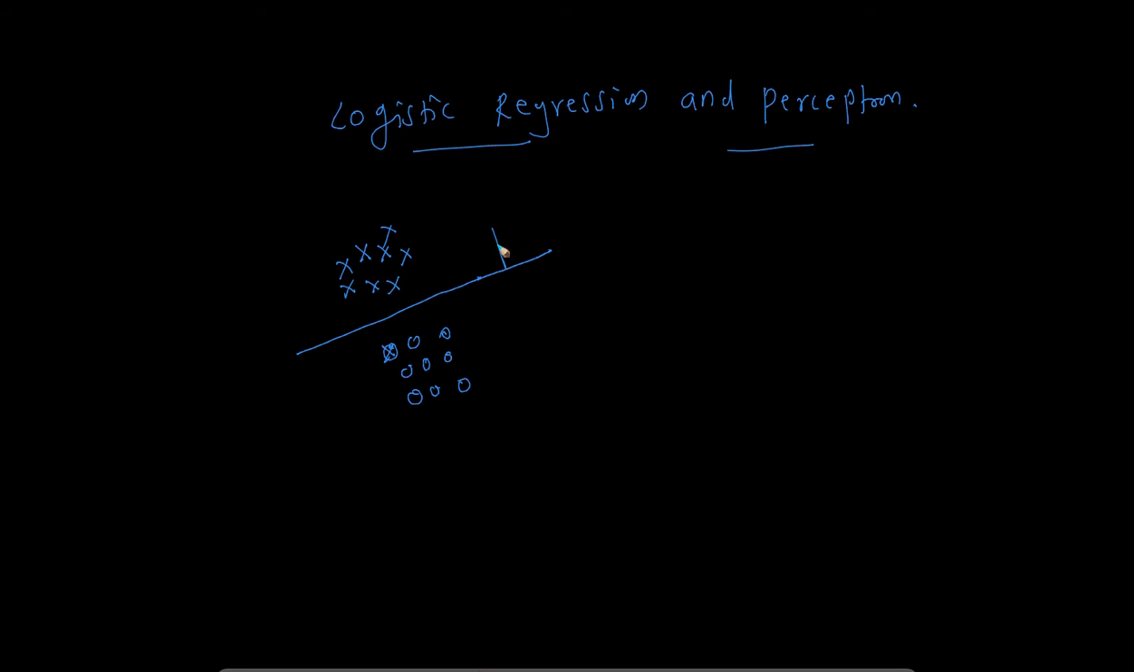Let's say W is the vector perpendicular to this plane. Now I can write the equation of the logistic regression like this: sigmoid of W transpose X plus B. This W is a vector which we can write like this: W1, W2 up to Wn, and this X is a single data point with n features: X1, X2 up to Xn.